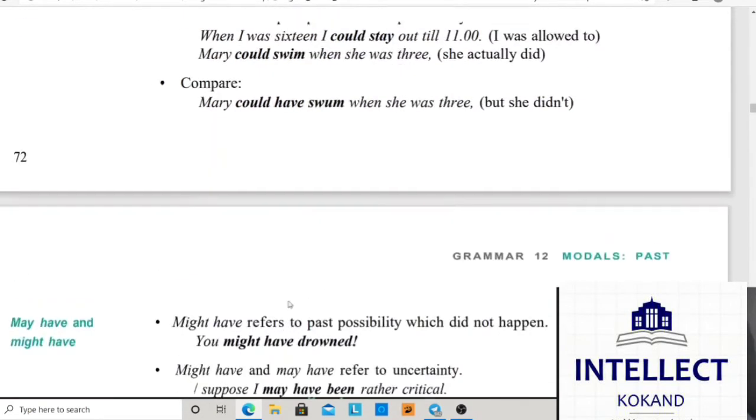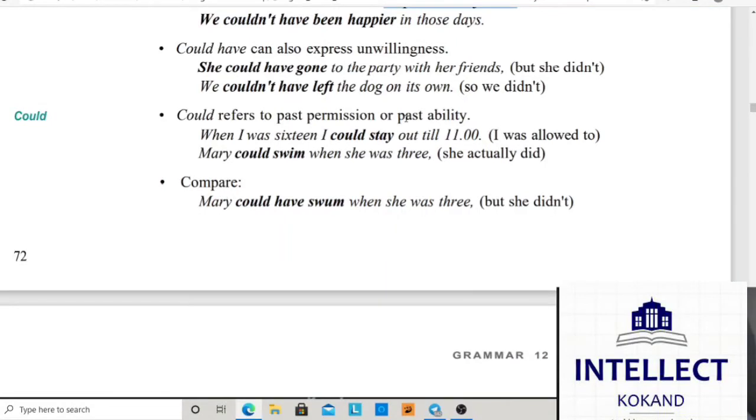Could refers to past permission or past ability. So you asked for permission in the past, or you could do something, but it was in the past, right. When I was 16, I could stay up late till 11 o'clock. I was allowed to, maybe, yeah.